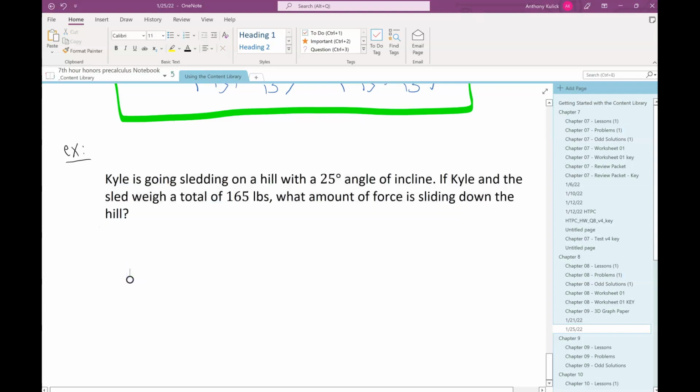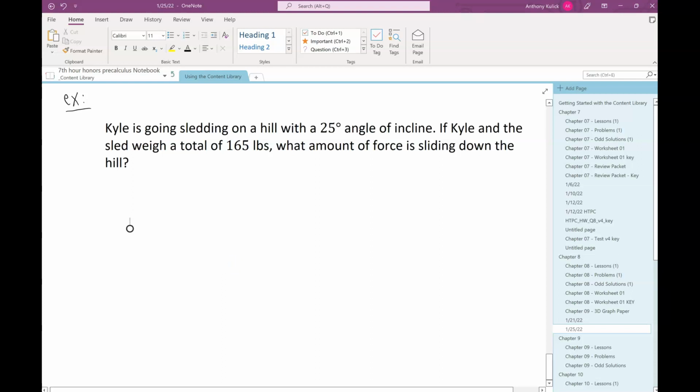Okay. So here is a more typical story problem example. It says Kyle is going sledding on a hill with a 25-degree angle of incline. If Kyle and the sled weigh a total of 165 pounds, what amount of force is sliding down the hill?